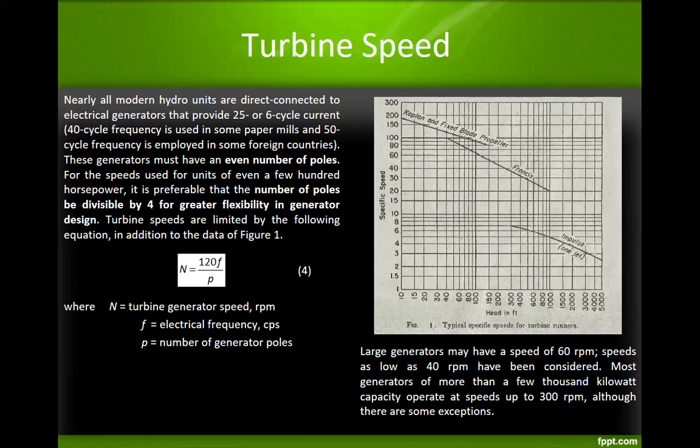Large generators may have a speed of 6 RPM. Speeds as low as 40 RPM have been considered. Most generators of more than a few thousand kilowatt capacity operate at a speed of 300 RPM, although there are some exceptions.